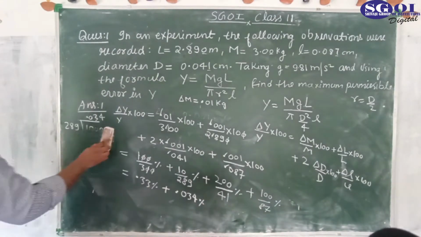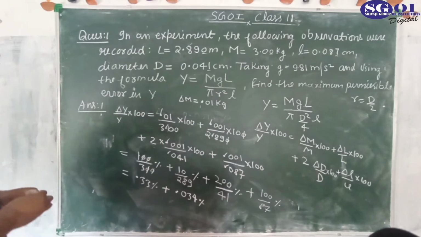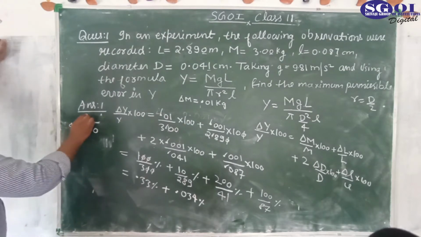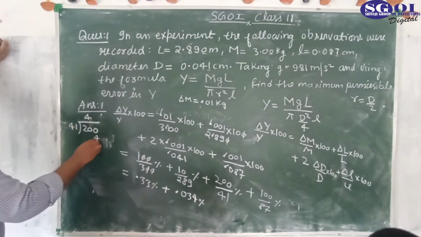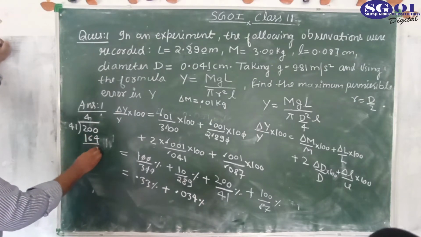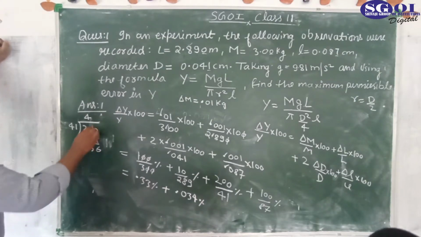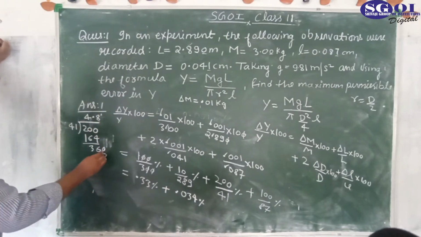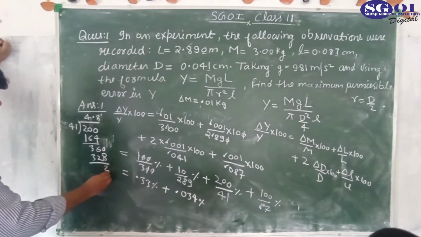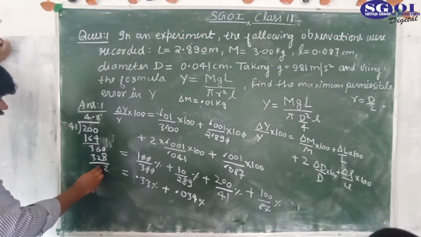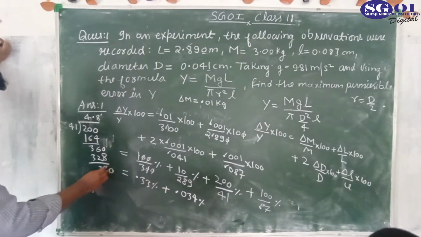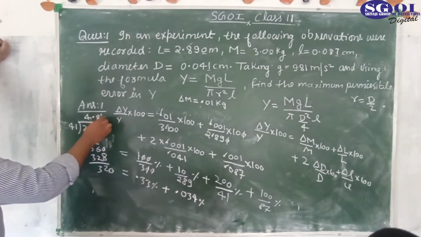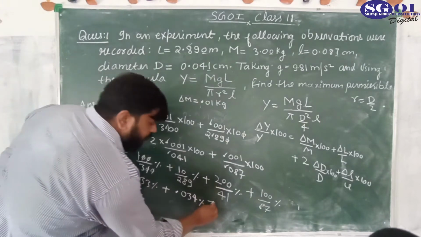Now 200 upon 41. 41, this is 200. Not 5 times, it would be 4 times. 4 times 1 is 4, 4 times 4 is 16. Not 9 times, 8 times. 8 times 1 is 8, 8 times 4 is 32. So it would be 4.87.